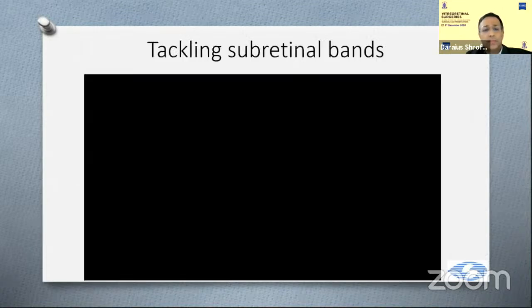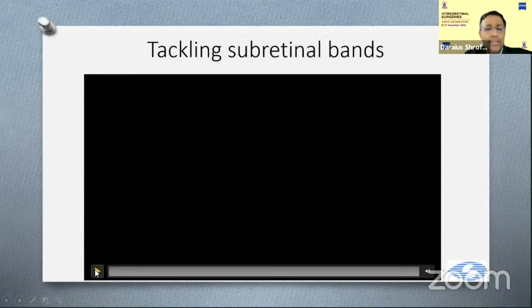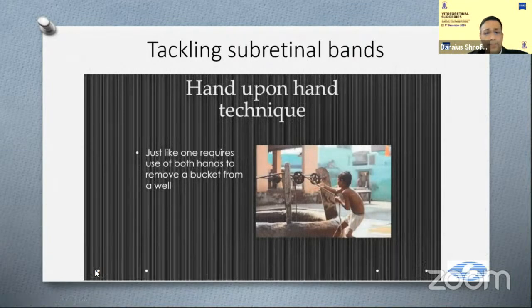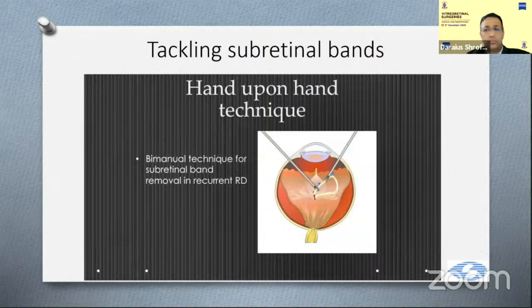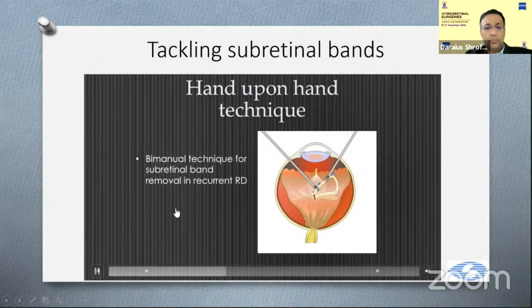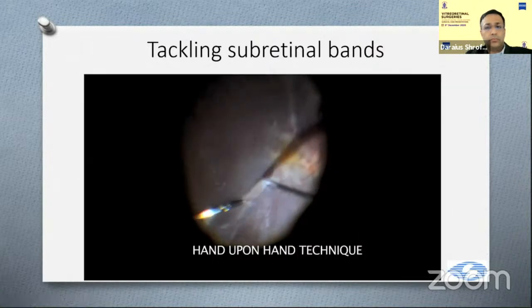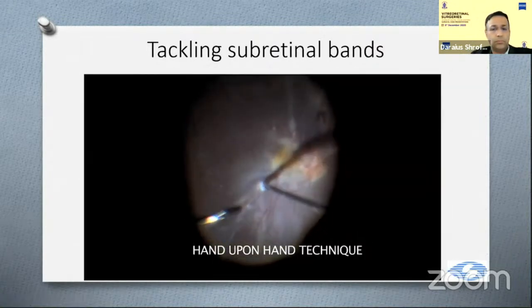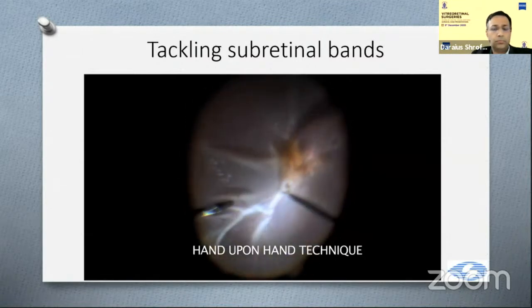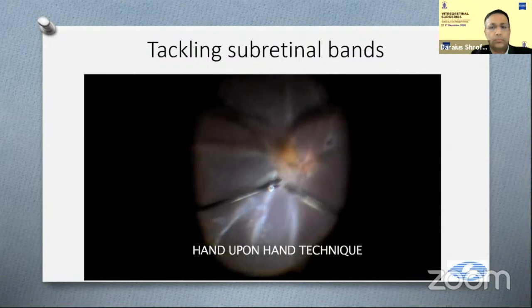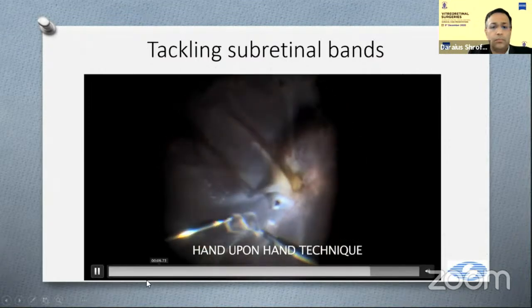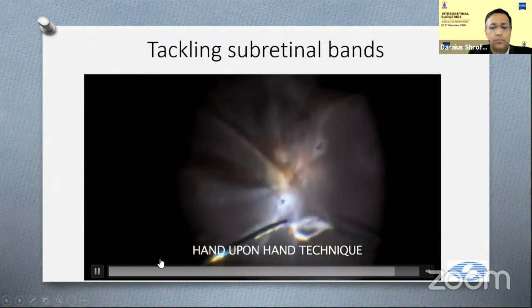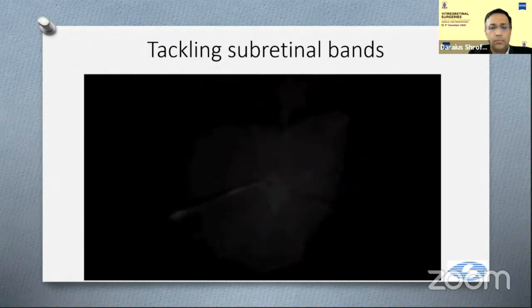So a few tips and tricks. For tackling subretinal bands, this is the hand-upon-hand manner. We derived inspiration for vitreoretinal surgery from the hand-upon-hand manner in which a bucket of water is pulled out of a well. We depict a bimanual technique for tackling subretinal bands in recurrent RD based on the same principle. In this 24-year-old boy with recurrent RD, we carefully chose the point of the retinotomy at the site of confluence of the subretinal bands and marked it with endodiathermy. We then entered the subretinal space with end-gripping forceps and bimanually removed the bands atraumatically using the hand-upon-hand technique.